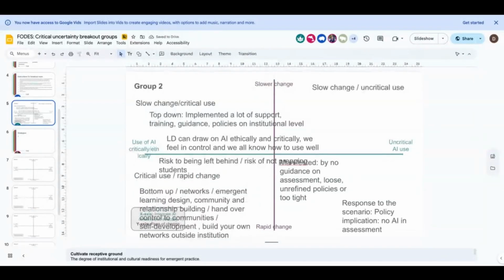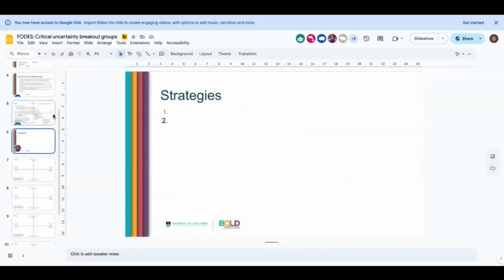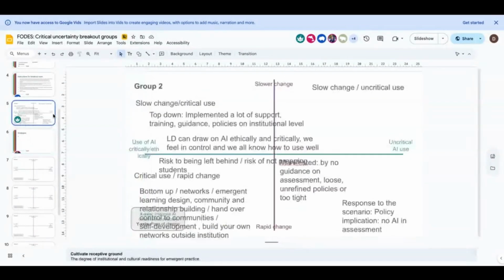Daniela, we have 5 minutes. So can we bring this to thinking about the strategies? Mm-hmm. And I'm going to put the strategies in the text chat for people. So what kinds of strategies come up in relation to those scenarios for you?